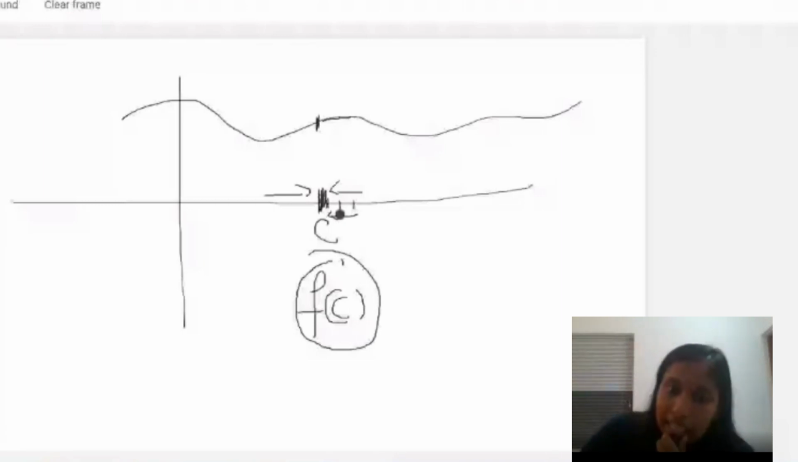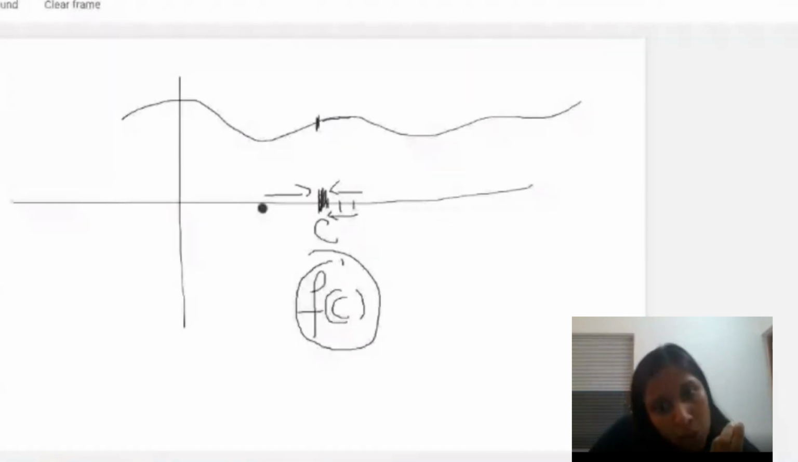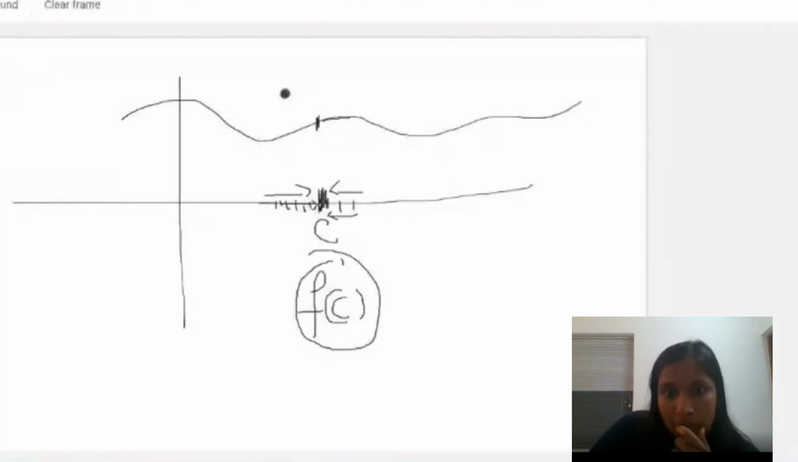Similarly, if someone is walking towards c through the left side, and they have the data of the values on the left side of c, using that data he guesses the value at c. That will be the left hand limit. Okay, so the result goes like this.